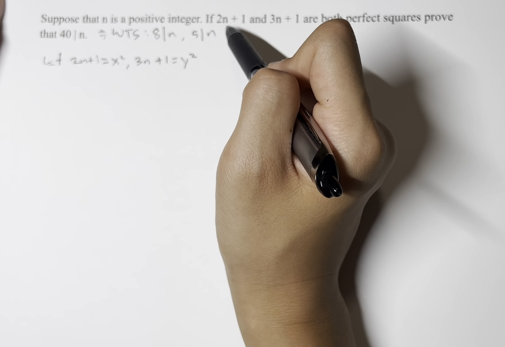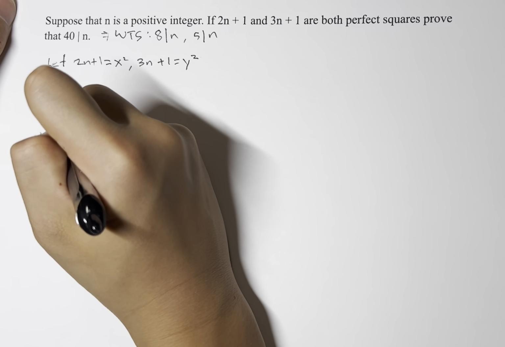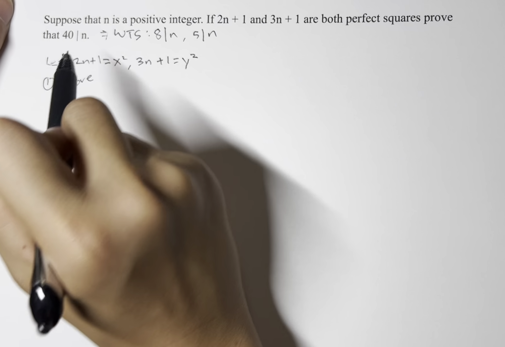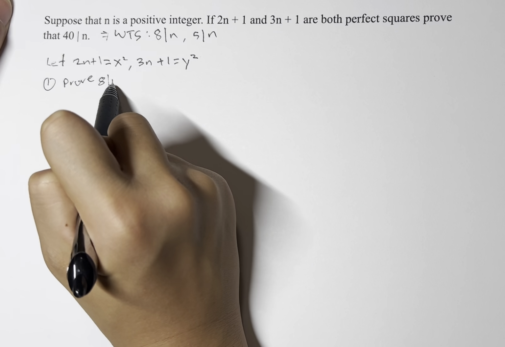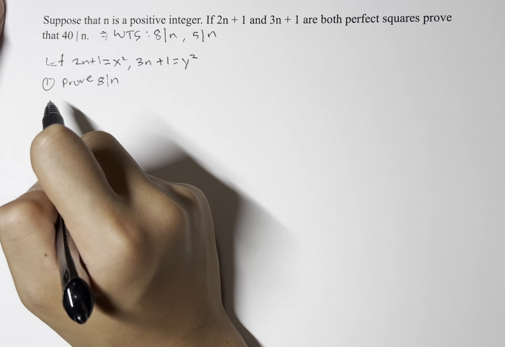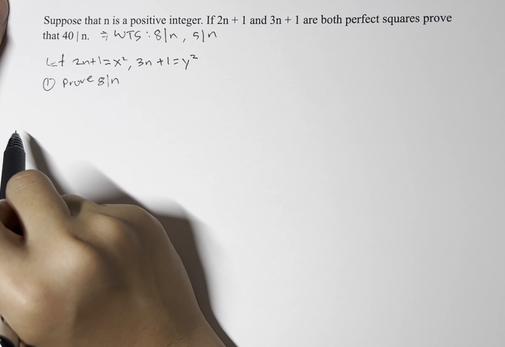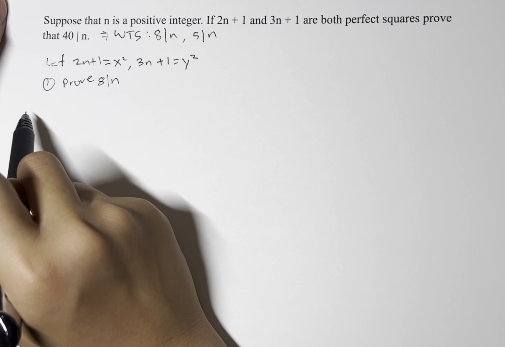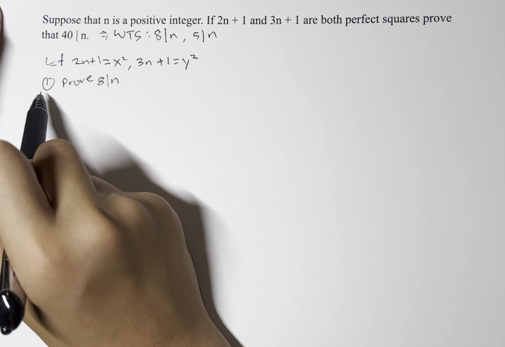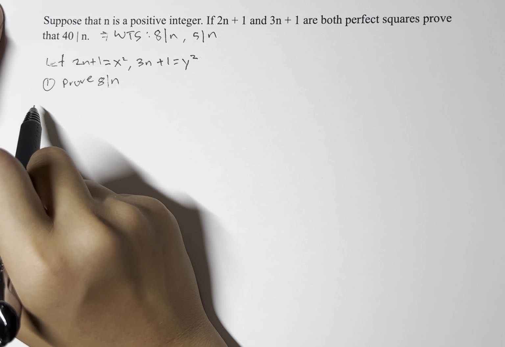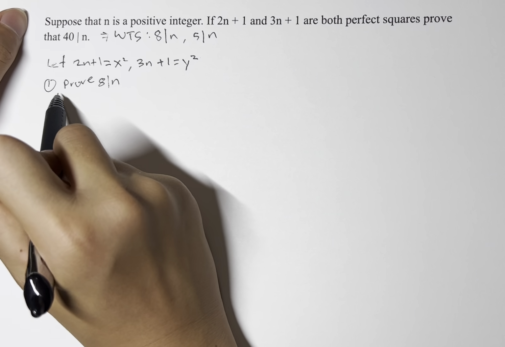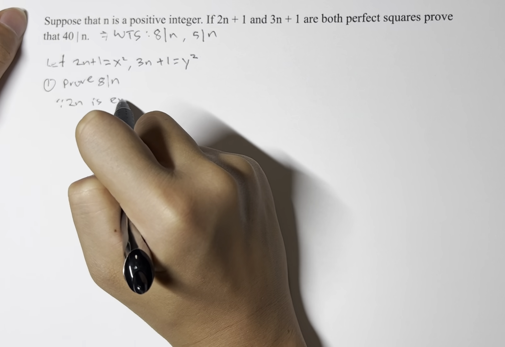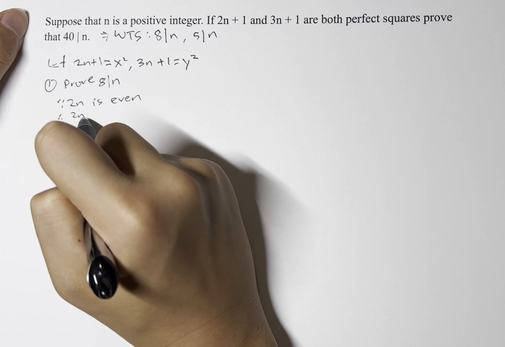So then, let's start with 8 is a factor of n. We want to prove this. To do that, we will need to use parity because to be a multiple of 8, n has to be even first. A very obvious thing is that since 2n is even, 2n plus 1 is odd.